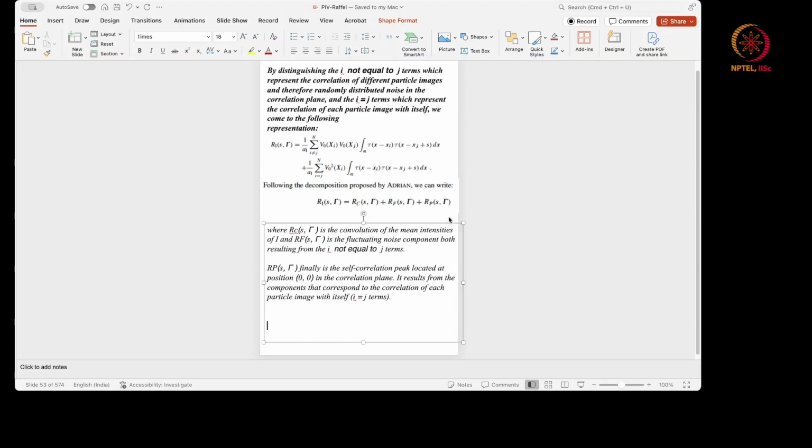Okay, not equal to j terms. Then R_P finally is the self correlation peak, which is located at the position 0, 0 in the correlation plane. It results from the component that corresponds to the correlation with itself, or i equal to j terms. So the first two terms, R_C and R_F: R_C is a convolution of mean intensities, and R_F is the convolution of fluctuating noise, both when i is not equal to j. R_P is the only term, which is the self correlation peak, where i is equal to j.